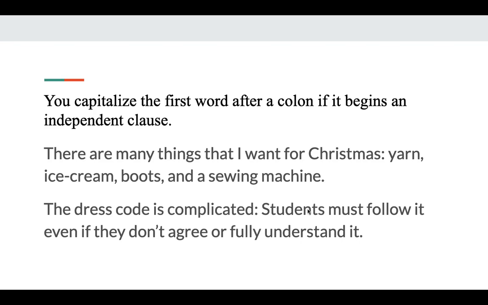Students must follow it even if they don't agree or fully understand it. That's a complete sentence, which is why the S in students is capitalized. We'll go over why you use colons because there's a few reasons that people use colons, and sometimes it's subjective. If you don't want to write with colons, you can organize your sentences around that.